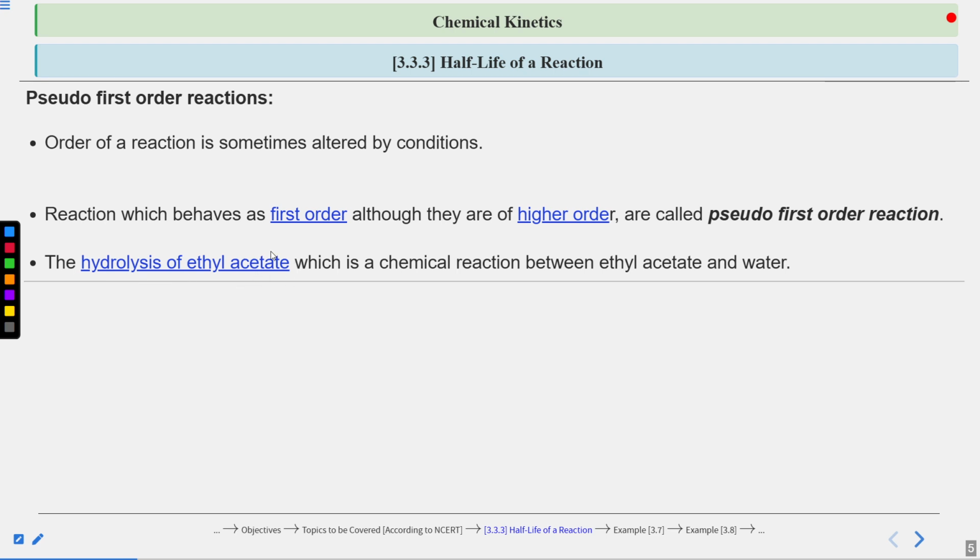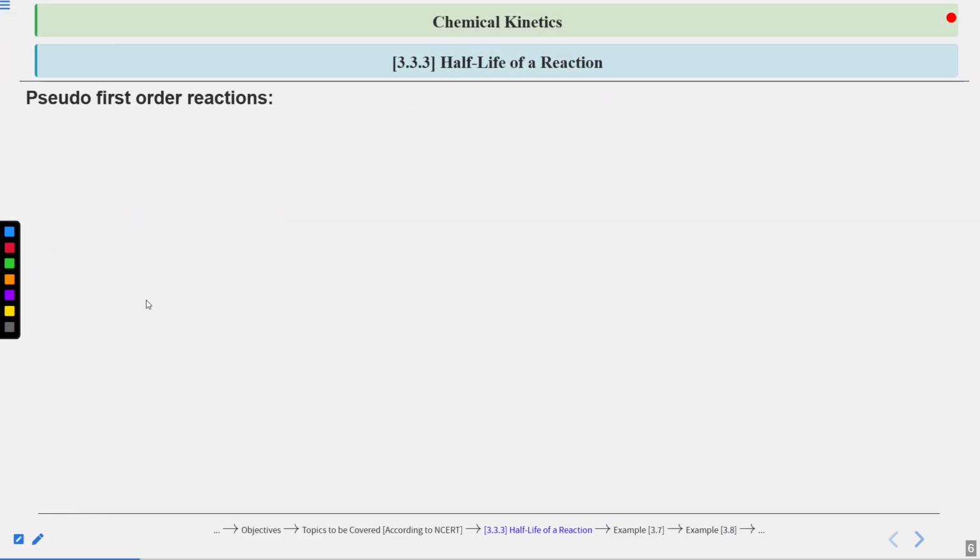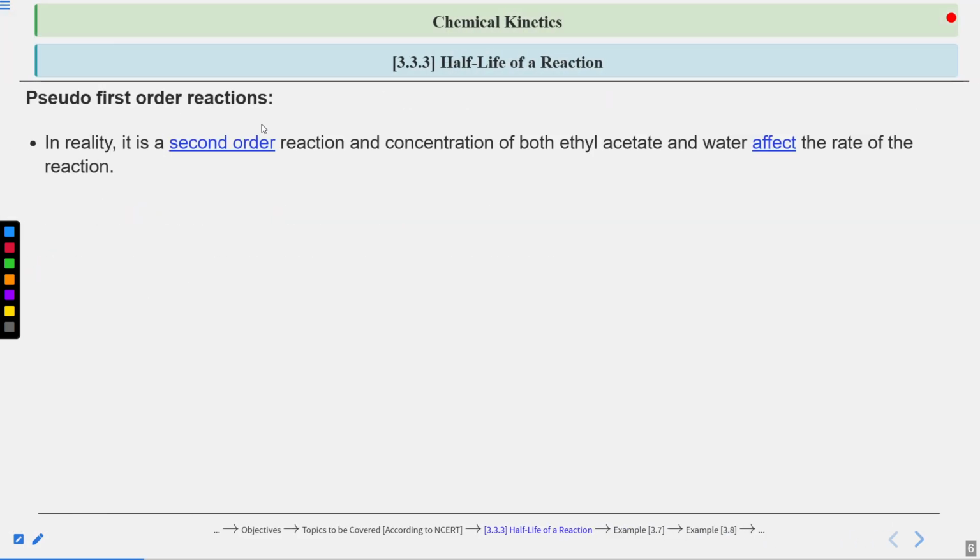Hydrolysis of ethyl acetate, which is a chemical reaction between ethyl acetate and water, because hydrolysis is the process of reaction of a water molecule with another compound. So when you are doing the hydrolysis of ethyl acetate, that means you are reacting ethyl acetate with water, and this chemical reaction is an example of a pseudo first order reaction. In reality, it is a second order reaction, and the concentration of both ethyl acetate and water affect the rate of the reaction.